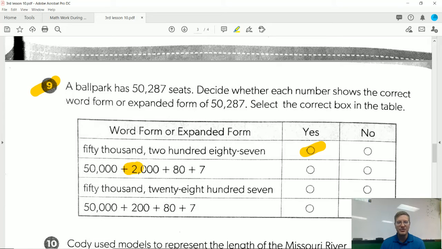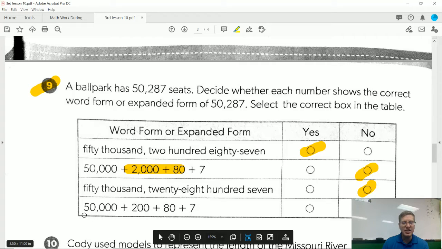So that actually matches if we combined both of these, and we did, well, almost, if we had an 800 here. So this would give us 52,807 if we did that. So that one is not going to work. And our last one, the expanded form 50,000 plus 200 plus 80 plus 7 is correct.